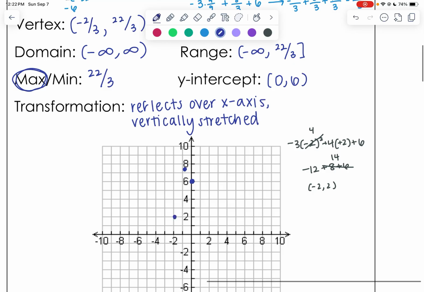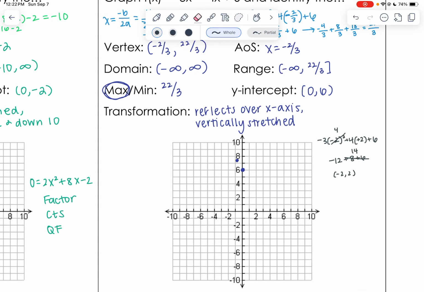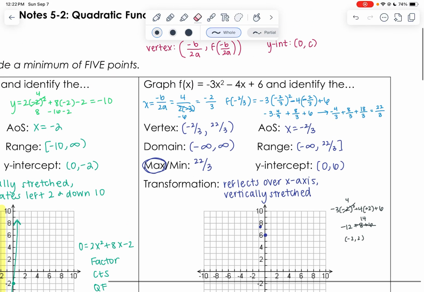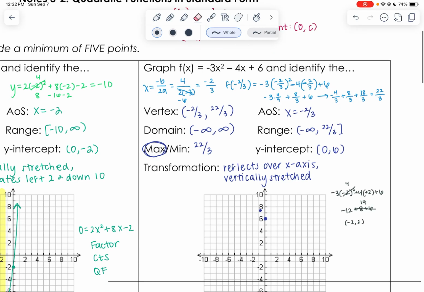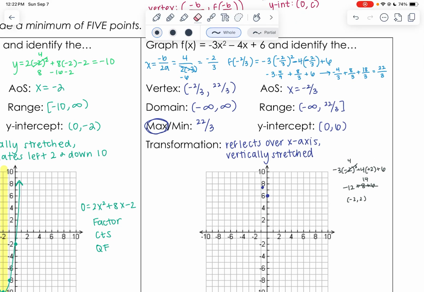And I messed up somewhere, y'all, so give me 1 second. I'm just trying to catch it. Negative 3 times negative 2 squared, 4. I'll catch it in a second. But you can plug in points and get your values from there. So you can do that.